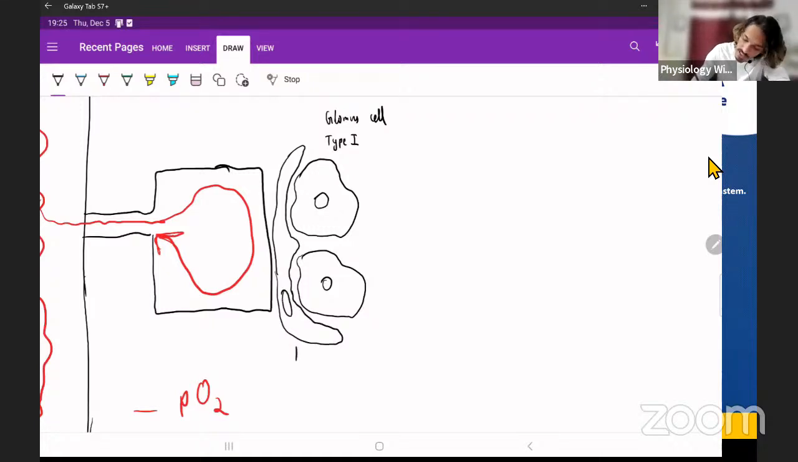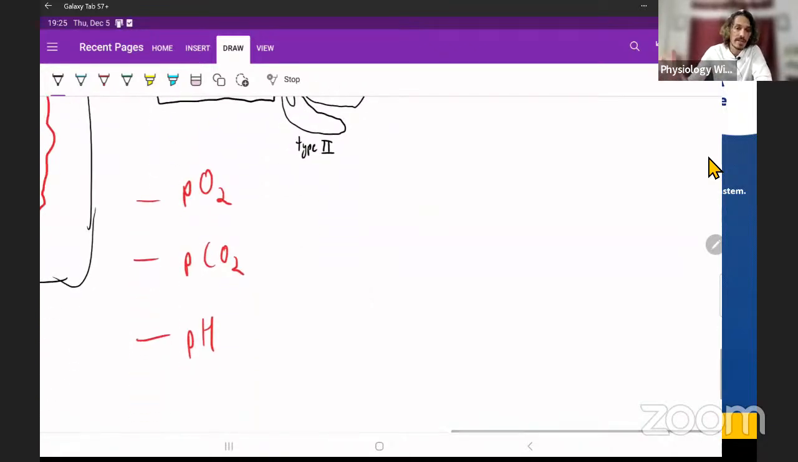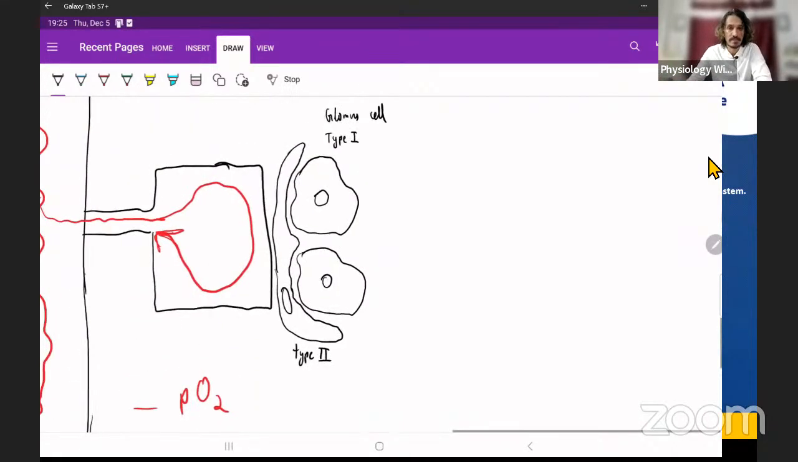This is what you call a type 2 glomus. You have type 1, type 2 glomus. Type 2 glomus cells are sustentacular. They just support it. While you have the major type 1 cells, they detect, as I was mentioning, your PO2, PCO2, and pH.